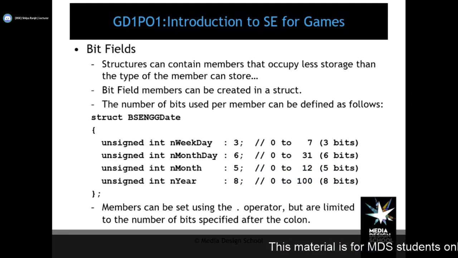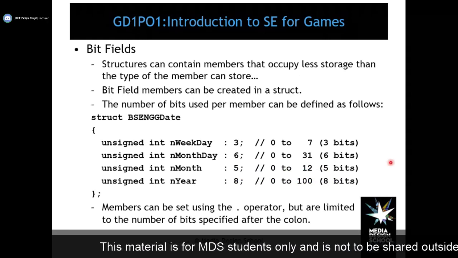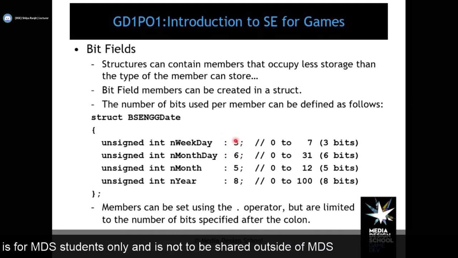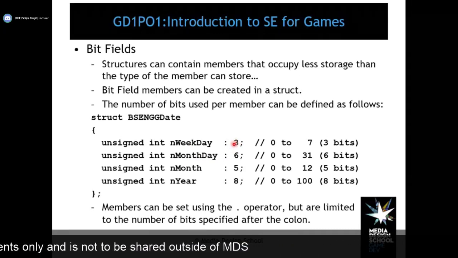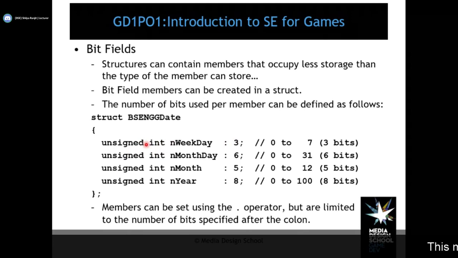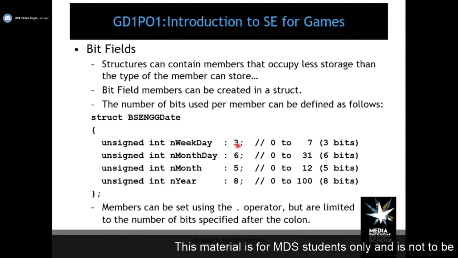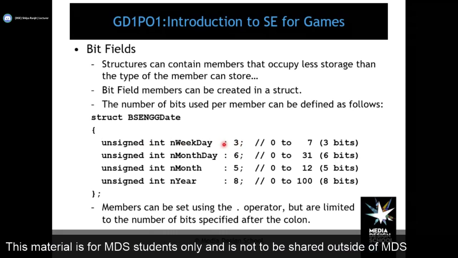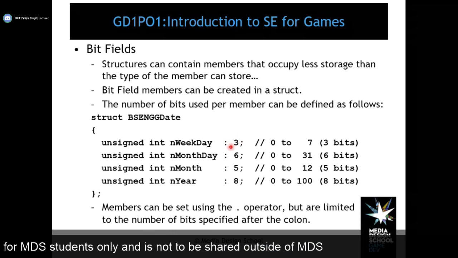What about BitFields? BitFields basically help you decide how many bits of data each member requires. If I declare an unsigned int, a normal unsigned int would take up 4 bytes of data. But if I say 3 over here, what I'm saying is I only need 3 bits of data, whereas 4 bytes means 4 times 8, that is 32 bits of data. So I don't want that much wastage.